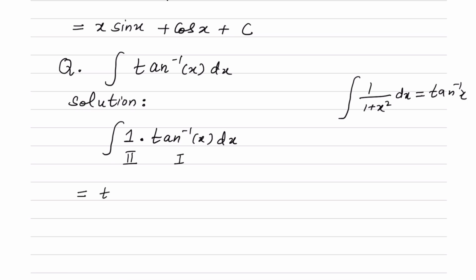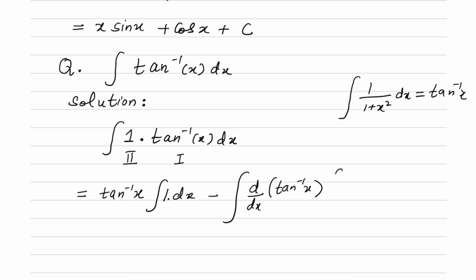First function as it is, integral of second function is 1, so its integral, minus derivative of first function, which is tan inverse x, integral of second function, multiply these two answers and integrate once again.